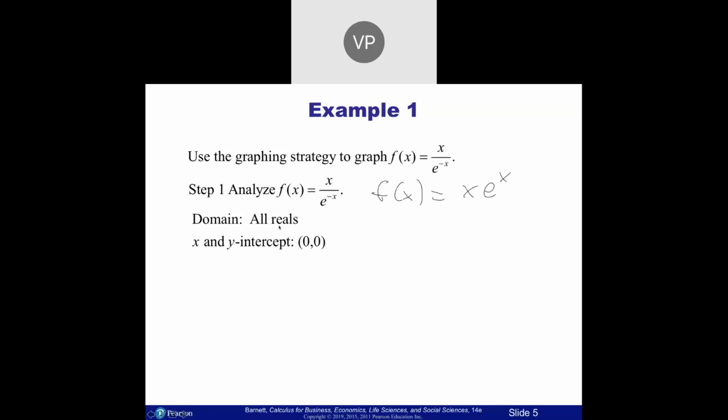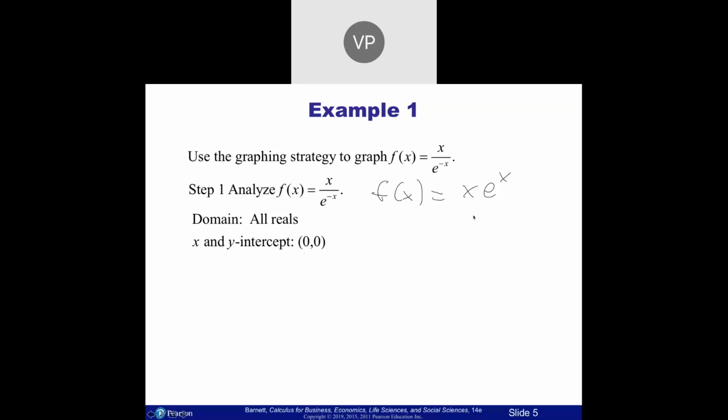So the domain is all real numbers. Just by looking at this function, there are no numbers that will make our denominator 0. There are no numbers that are inside of a square root, so all real numbers is the domain. Remember, that's the default domain, unless you get things like I just mentioned, a square root, negatives under the square root, or a 0 in the denominator.